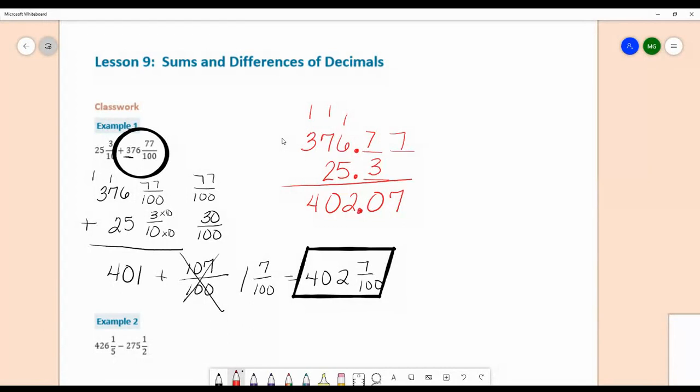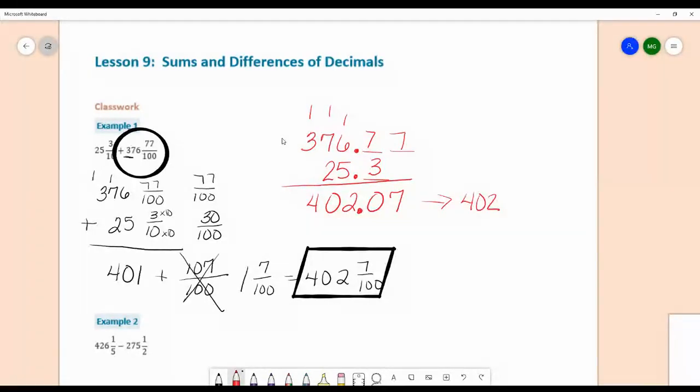So my answer here is 402 7/100. These are equivalent. They're the same thing. So we can do it either way. Now, most of the time, if they gave it to you in a mixed number, they're going to want this mixed number answer. So if you did it decimal-wise, you could then just change that to 402.